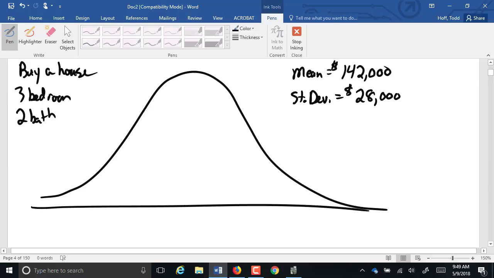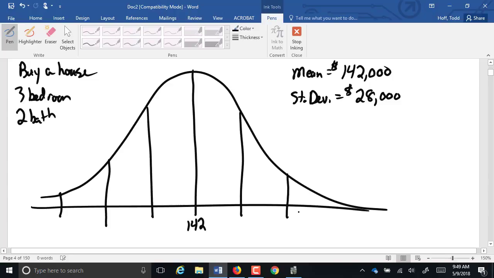So what does that mean? Well, that means on our graph here, on our bell curve, the center is the mean of 142,000. I'm just going to put 142 there. We go out in our steps of the standard deviation. We go 3 steps to the left, 3 steps to the right. It's always 3 steps in each direction. Going to the right, we add the standard deviation of 28,000. So 142 plus 28 is 170,000. The next one, 170 plus 28 is 198,000. And the next one, 198 plus 28 is 226,000.